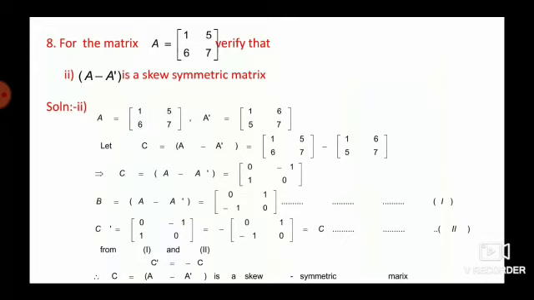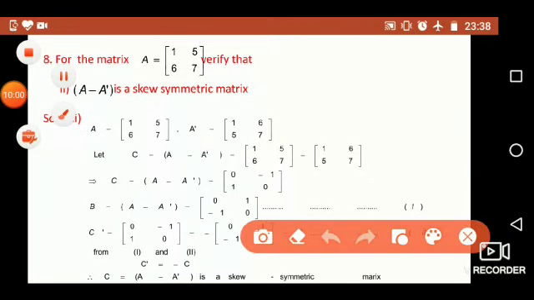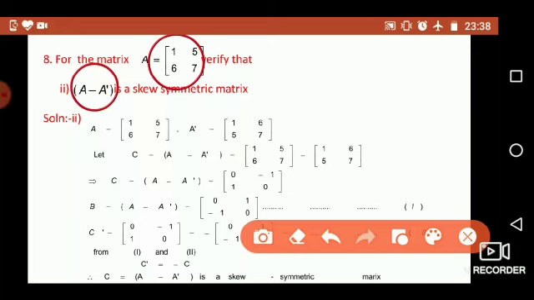Dear students, same example, sub question number 2. Let me show that A minus A dash is a skew symmetric matrix. Now here the matrix A is given for us. Let me begin with the given problem. Matrix A contains the elements 1, 5, 6, 7. Therefore, the transpose of A is given by 1, 6 in the first row, 5, 7 in the second row, because we know how to find the transpose of a given matrix: rows are replaced by columns or columns are replaced by rows.